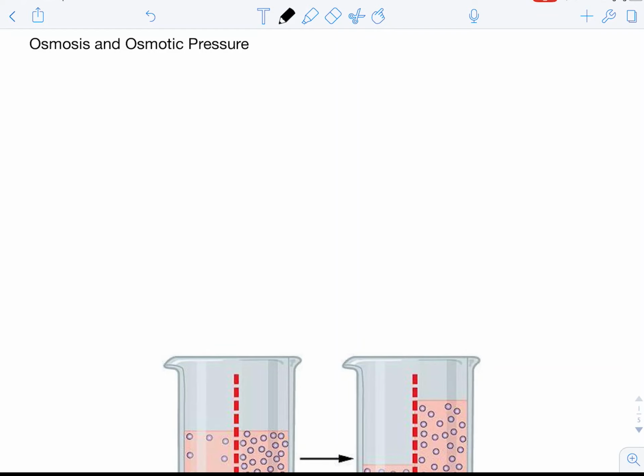Hello. In today's video, we're going to talk about osmosis briefly and then bring up the idea of osmotic pressure and how it's going to be affected by adding a solute into a solvent. So first, let's just go over what osmosis is. Osmosis is going to be the net movement of a solvent through a semi-permeable membrane.